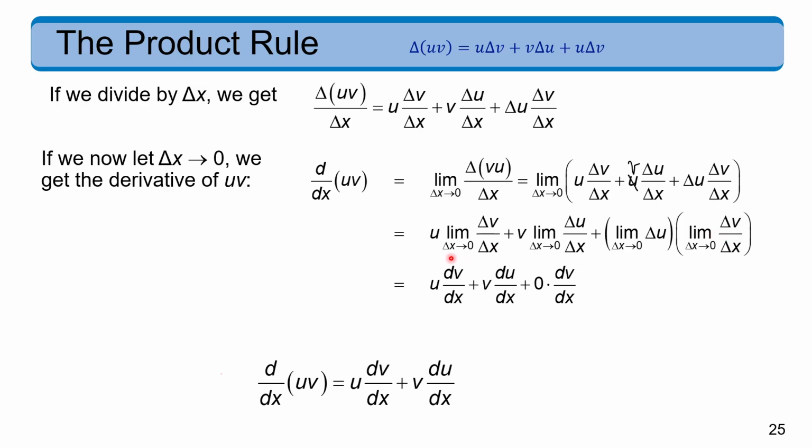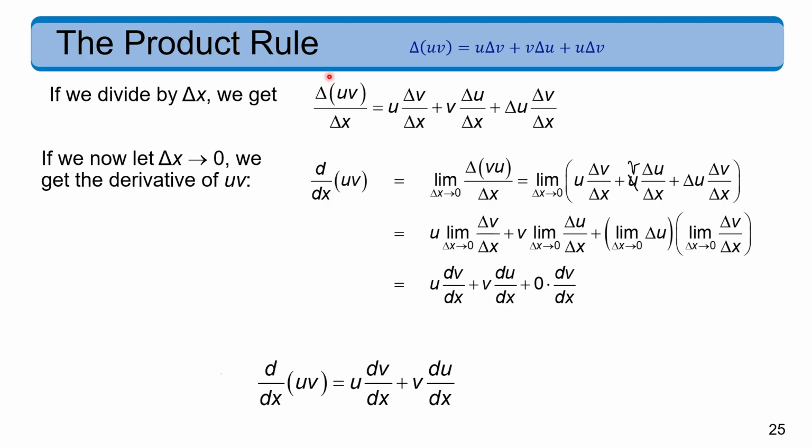So continuing on, this limit here is exactly the definition of the derivative for v as a function of x. So that limit is just the definition of dv dx, right? The derivative of v with respect to x. And we just keep the u in front. For the second one, we keep the v in front. And then this limit is exactly the definition of the derivative of u with respect to x. So we call that derivative du dx. Now the third, we have two limits to compute.